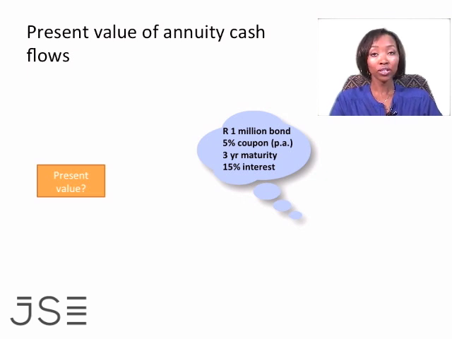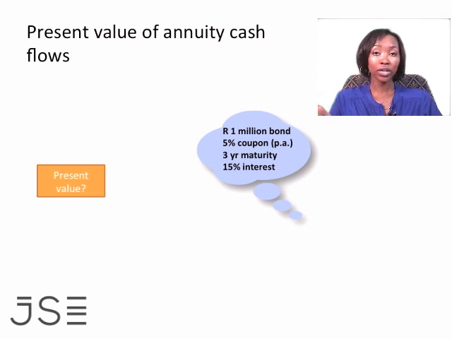If you've got a 1 million rand bond, it means basically you're investing 1 million rand to buy a bond, and then you'll be earning a 5% coupon, which means that you will be getting, at a regular basis, a coupon of 5% of 1 million. So that coupon is regular cash flow that comes to you. So it's an annuity cash flow. You can think of it that way. And then it's a 3-year maturity.